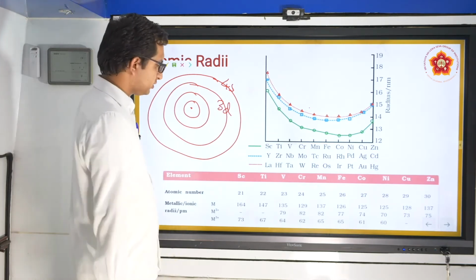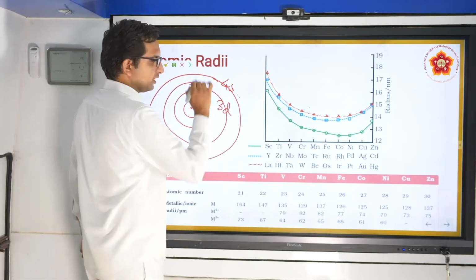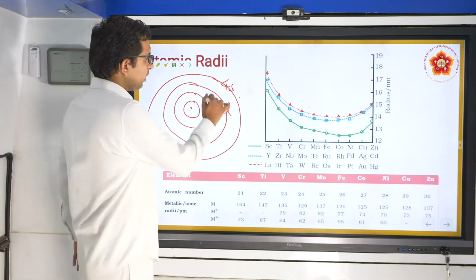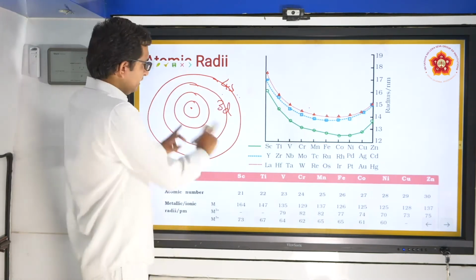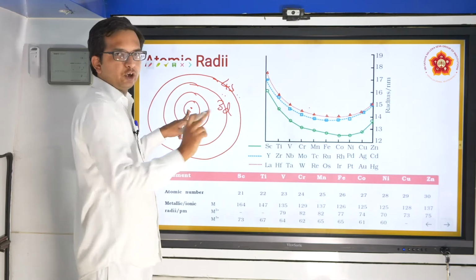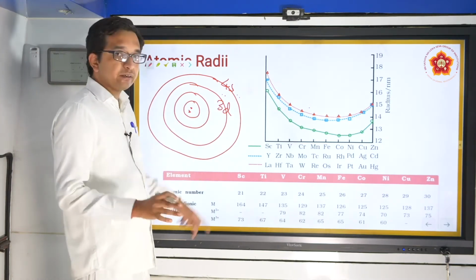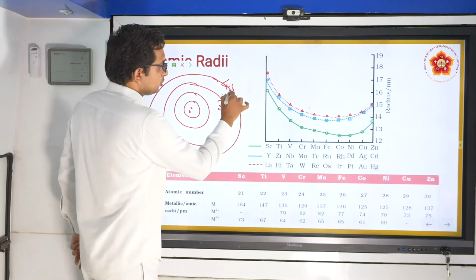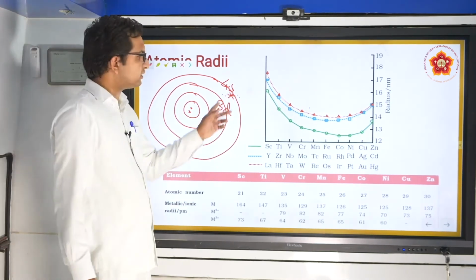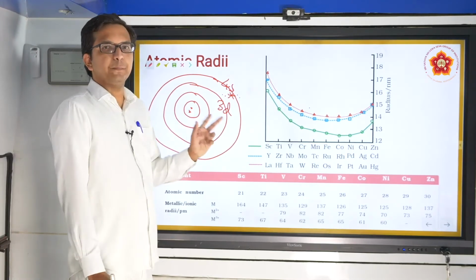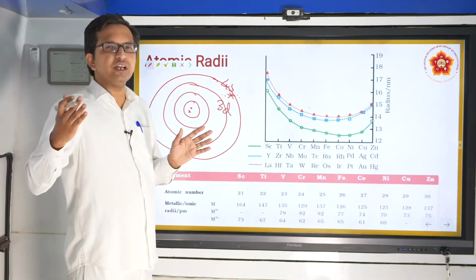What happened in the case of scandium? You had two 4s electrons, we know the configuration, and one 3d electron. There is attraction between the nucleus and electron. Unlike charges attract each other, we know very well. But there is a repulsive force present between the 4s and 3d. Because of this repulsion, the size may increase to a small extent.